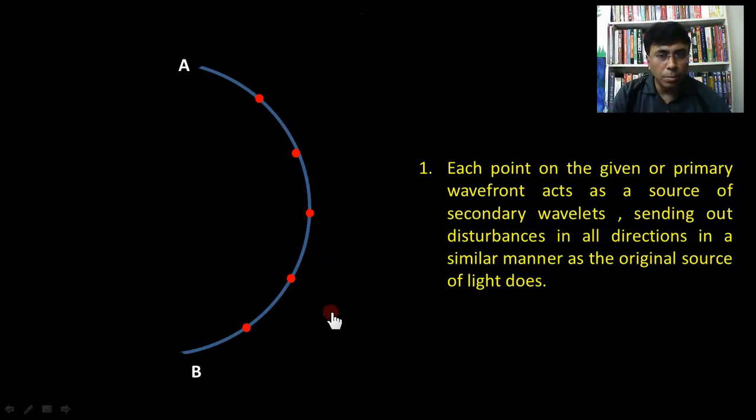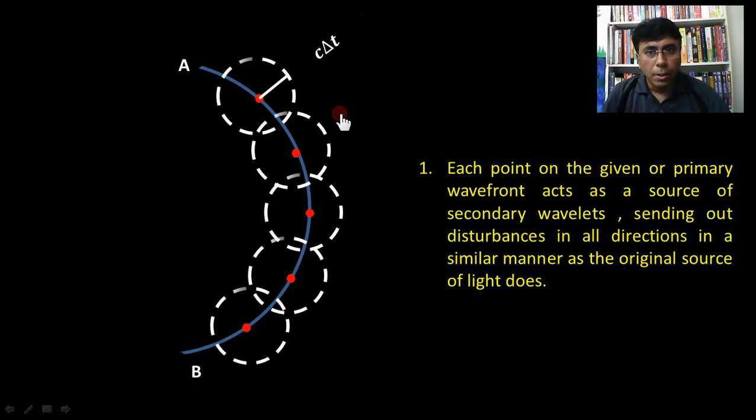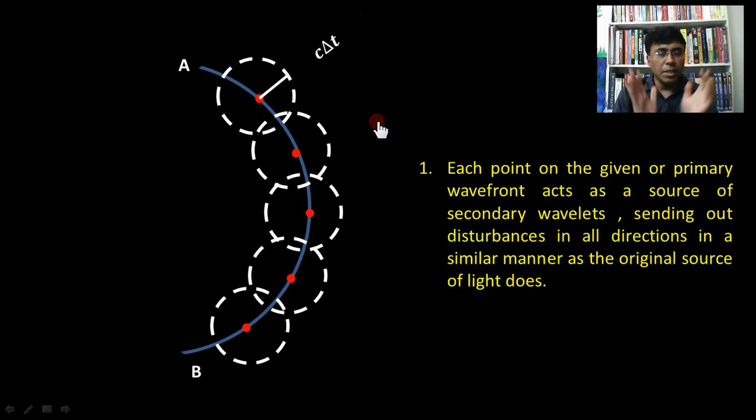These red dots which you are seeing over here represent the points lying on the primary wavefront, and each point will act as a source of light in itself. That means after time delta t, this point source will send out disturbance in all its directions. Say if I draw a sphere of radius c delta t, the c delta t will represent the disturbance which originated from these points and spreads in all directions in the form of a sphere.